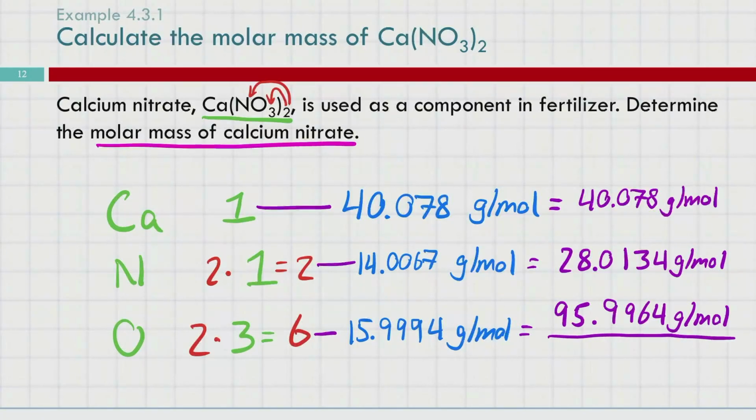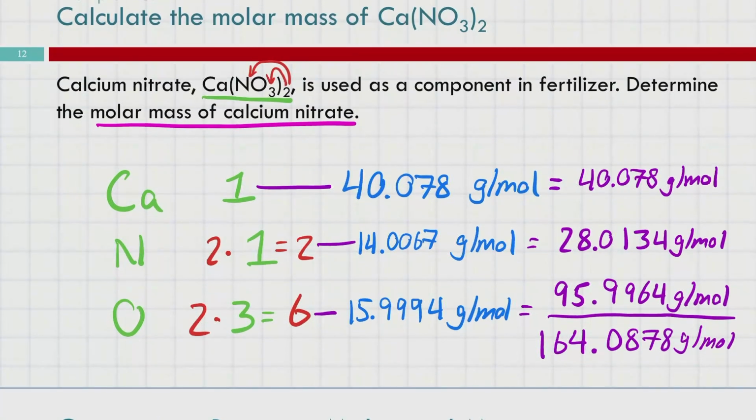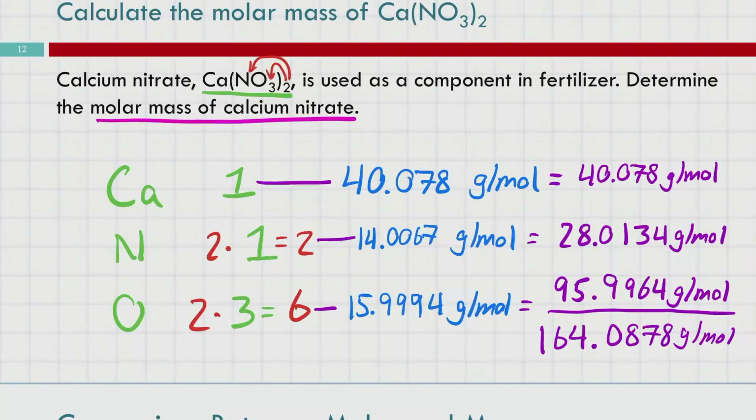Okay, so our subtotals are there, and then we add them all together. And we get a whopping 164.0878 grams per mole. If you use the yellow sheet instead of the periodic table in class, like I'm expecting a lot of you did, your answer is probably a little different. It's not the end of the world. It should be very close.